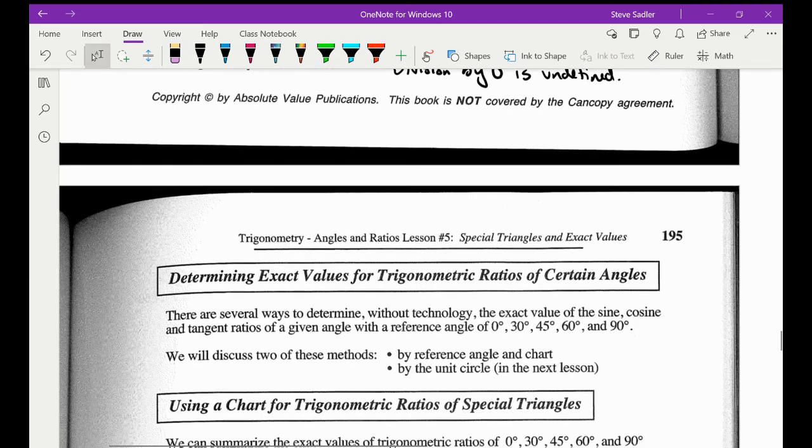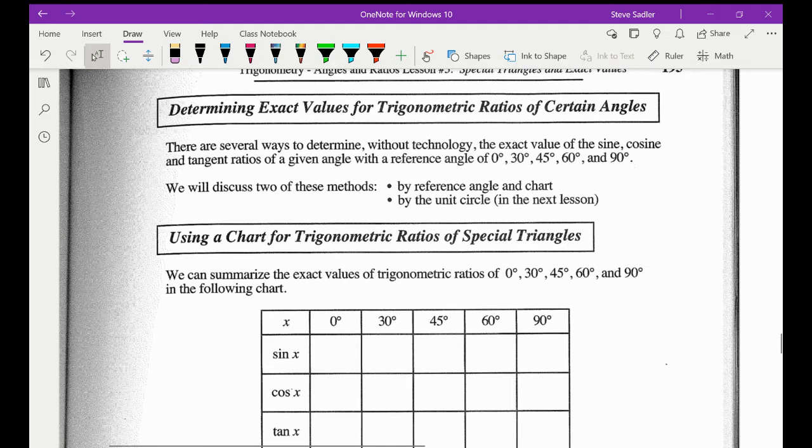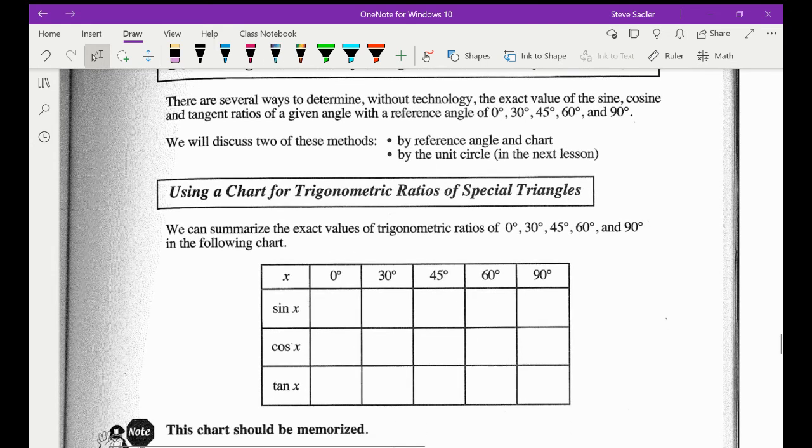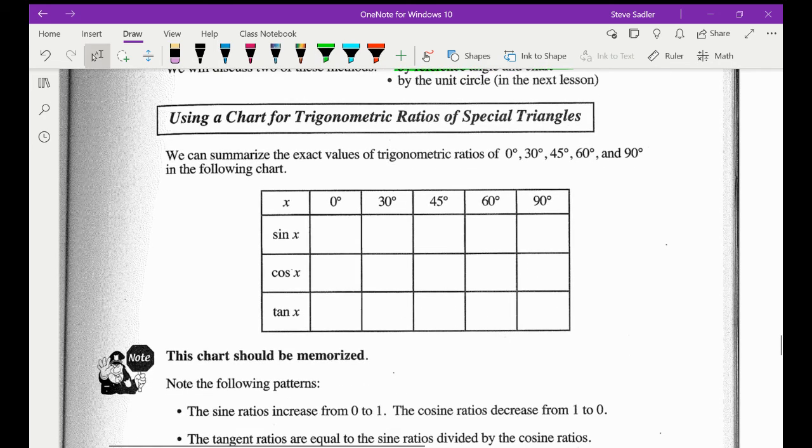All right. So there are two different ways to do these without technology, to find the exact value of sine, cos, and tan with a reference angle of 0, 30, 45, 60, and 90. And that is by using a reference angle chart or by using the unit circle. We're going to learn the unit circle in the next lesson. It's the same stuff as this, just through a different lens, which is really nice. But here is the chart, and unfortunately, you're going to have to memorize this chart.